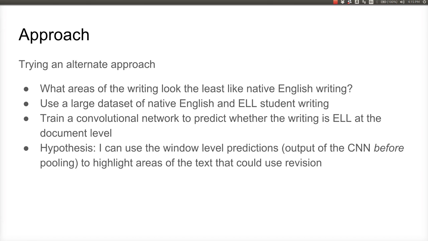I'm trying a different approach by asking what areas of the writing look the least like native English writing. I've collected a large data set of native and non-native English writing and have trained a convolutional network to predict, at the document level, whether the writing is from an English language learner. My hypothesis is that I can use the window probabilities, that is the output of the convolution before the pooling layer, to highlight areas of the text that could use revision.